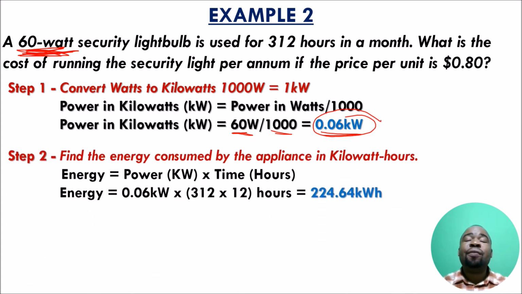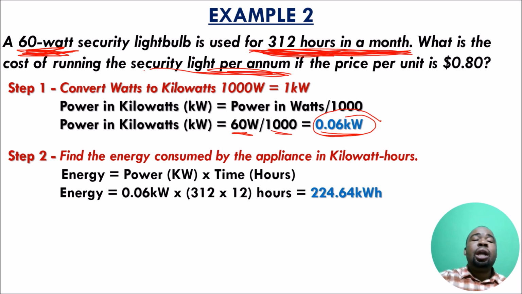This is the kilowattage. Once we find the kilowattage, we go to step number 2. Step number 2, we're actually finding the energy consumed or the units which are used over the time described. The light bulb is used for 312 hours in a month. Every month it runs for 312 hours. What is the cost of running the security light per annum? Per annum it's per year. These are 12 months.